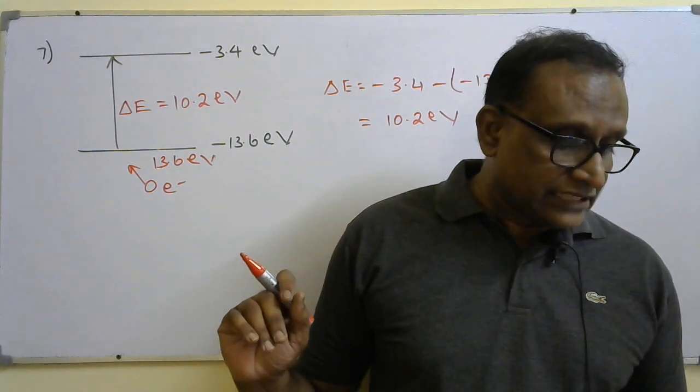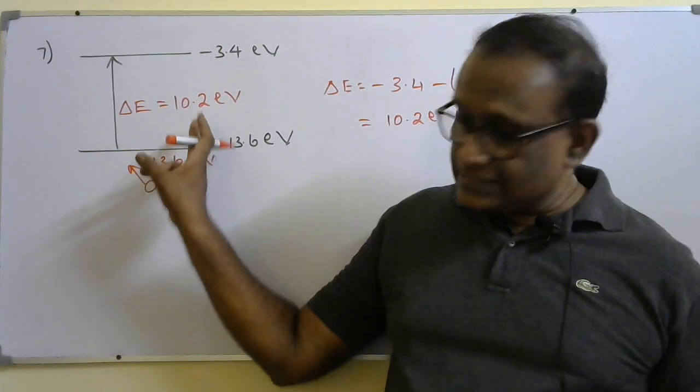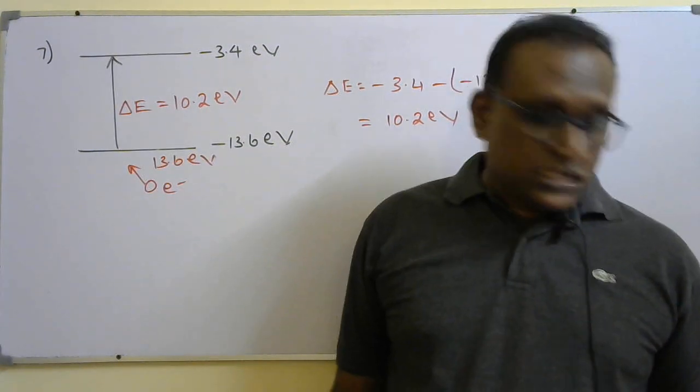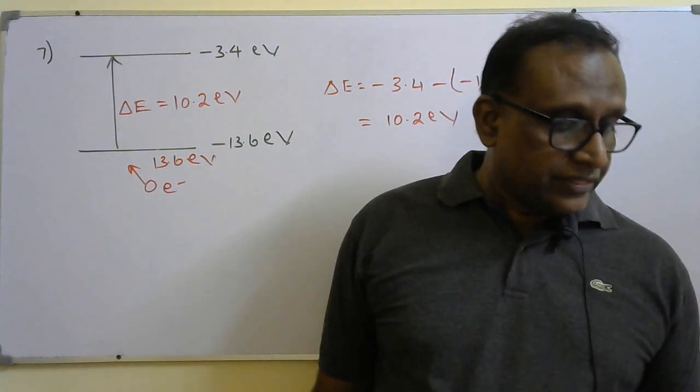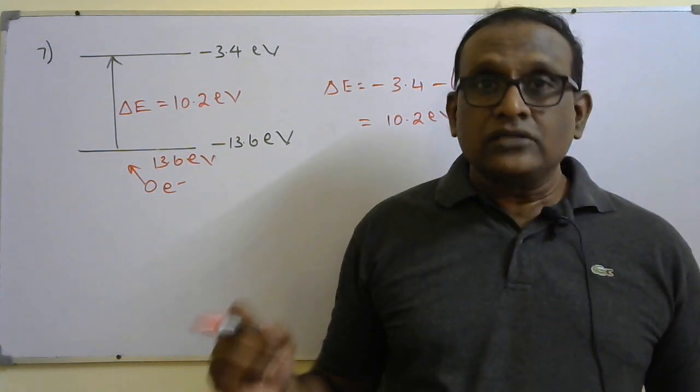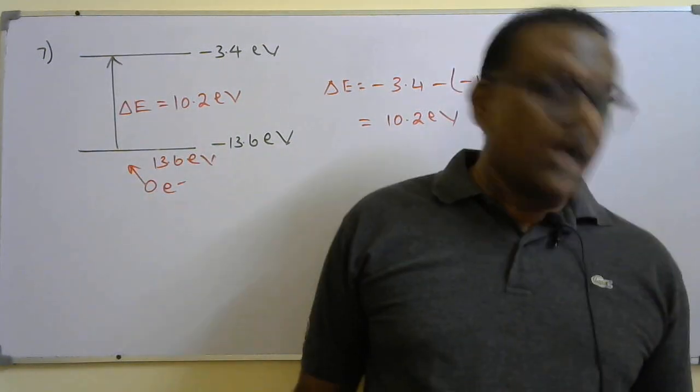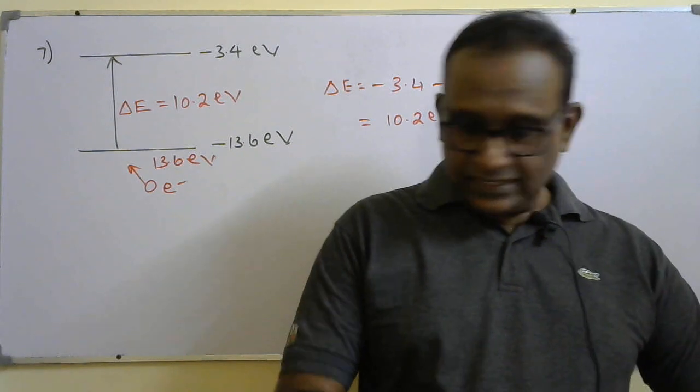The last one, an electron with a kinetic energy of 10.2, yes, that also can excite it. So for question number 7, the correct answer, which cannot cause this excitation, is answer A. Answer A is the correct answer.